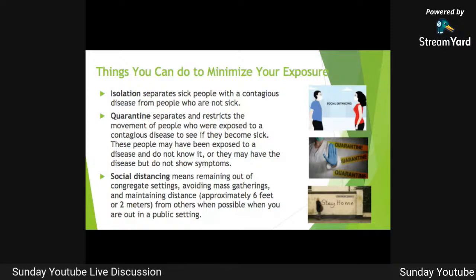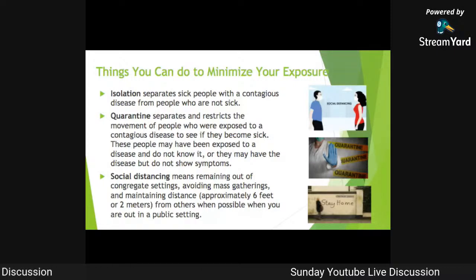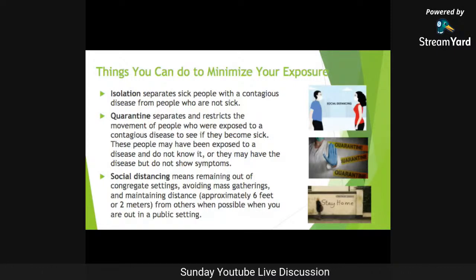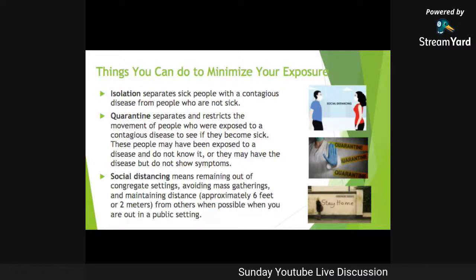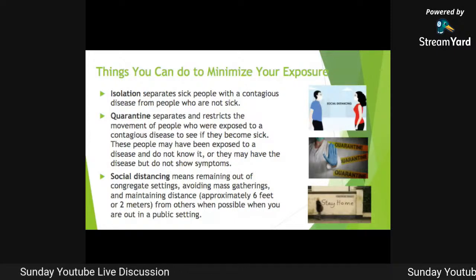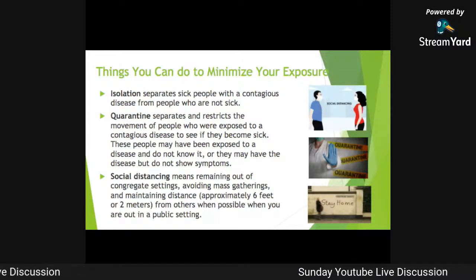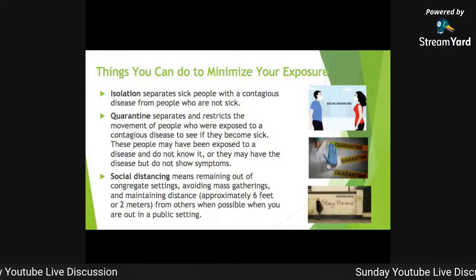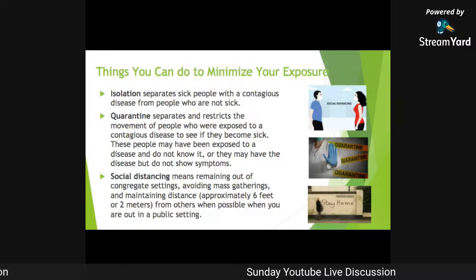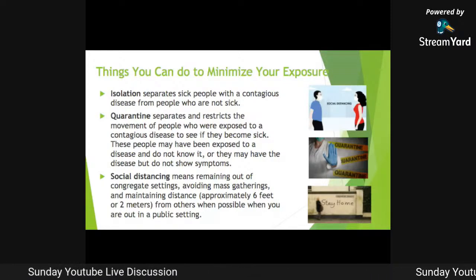Also, when it comes to quarantine, when a person is quarantined, that means they separate and restrict the movements of people who were exposed to a contagious disease to see if they become sick. So when you hear that word quarantine in the news, that meant that somebody was in close contact with someone that actually was a positive case. And it doesn't necessarily have to even be for COVID-19. It can even be for the flu.